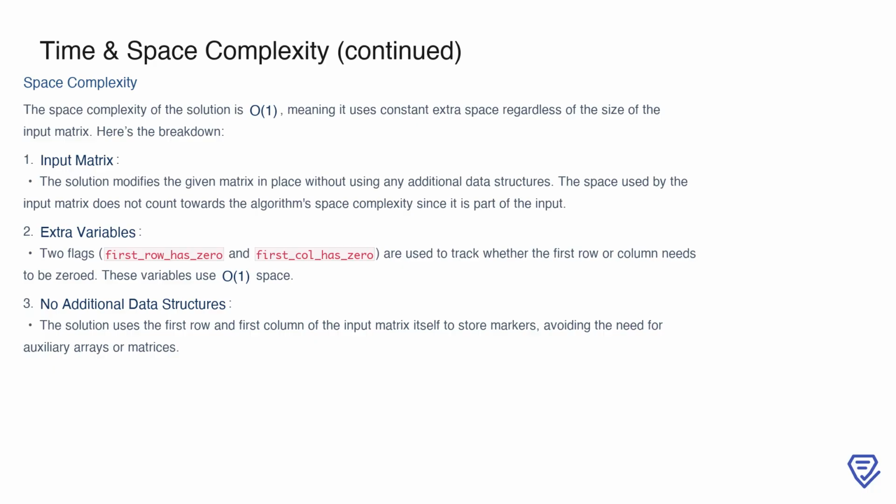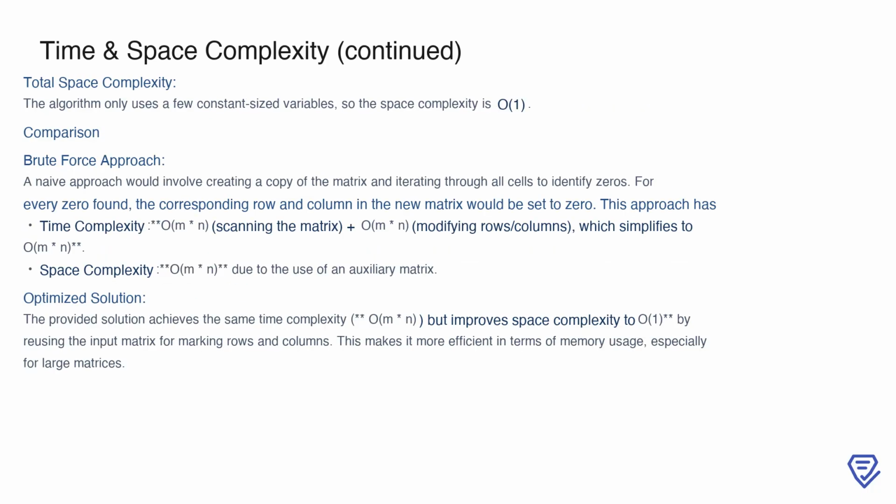The space used by the matrix itself doesn't count towards the algorithm's space complexity since it is part of the input. Additionally, the solution uses only two extra variables, first_row_has_0 and first_col_has_0, to track whether the first row or column needs to be zeroed. These variables occupy constant space, O(1). There are no auxiliary arrays or temporary matrices used, as the algorithm cleverly utilizes the first row and first column of the input matrix to store markers, avoiding the need for any additional storage. Consequently, the total space complexity is O(1), as the algorithm only uses a few constant-sized variables.